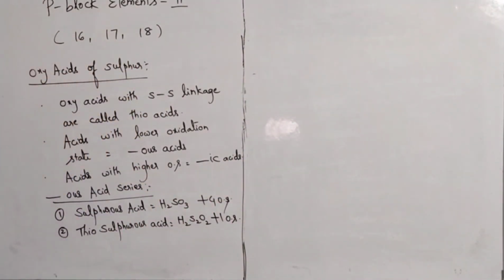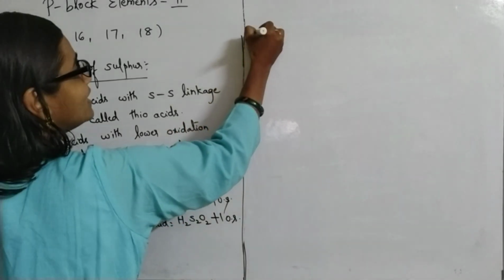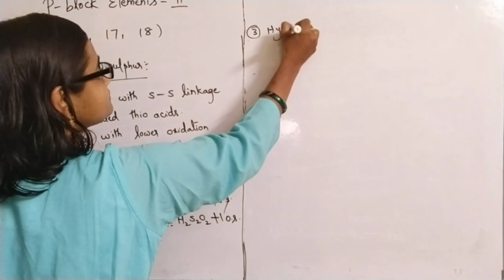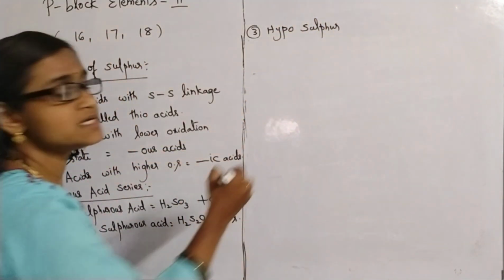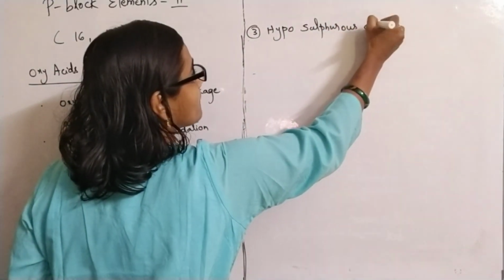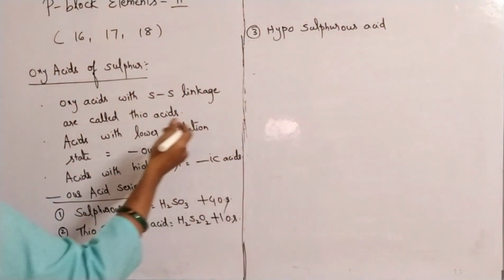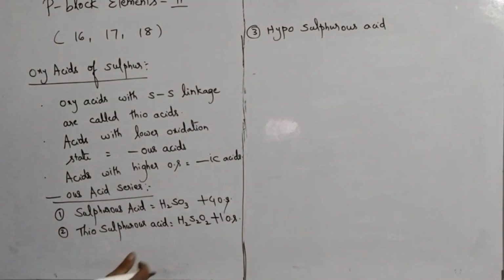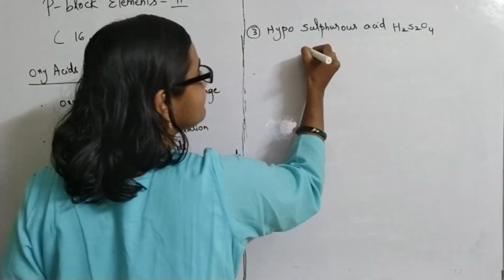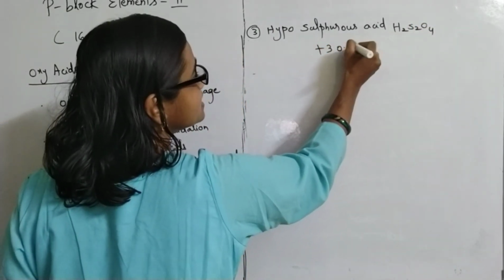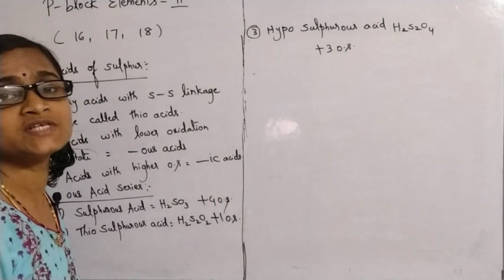So among the ous acids, we have sulfurous acid and thiosulfurous acid. You can even have hyposulfurous acid, the third one. For hyposulfurous acid the formula is H2S2O4, and sulfur has a +3 oxidation state in this.